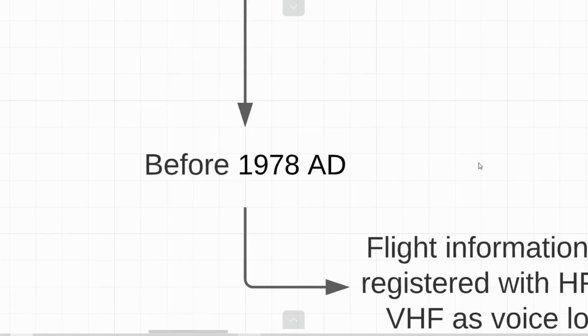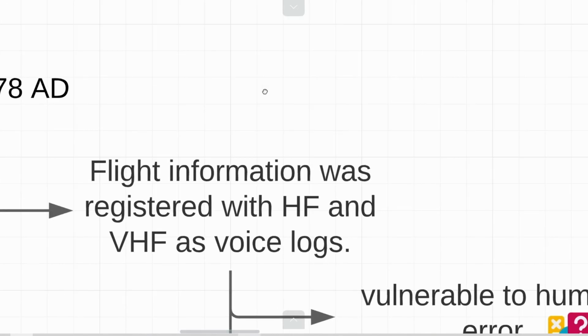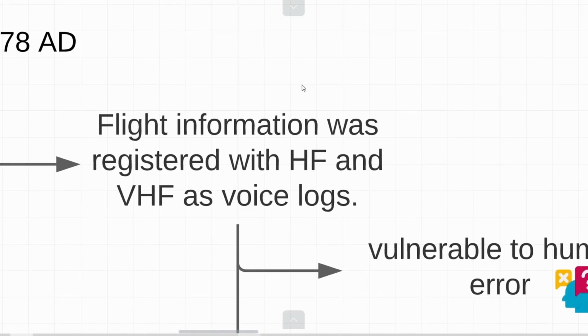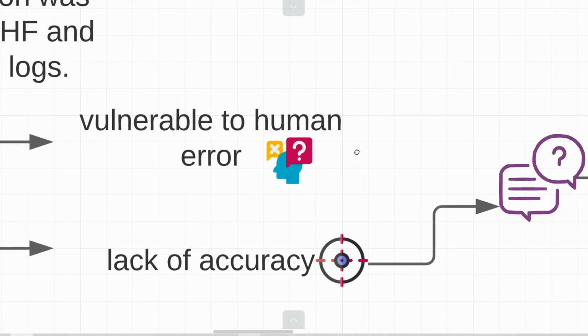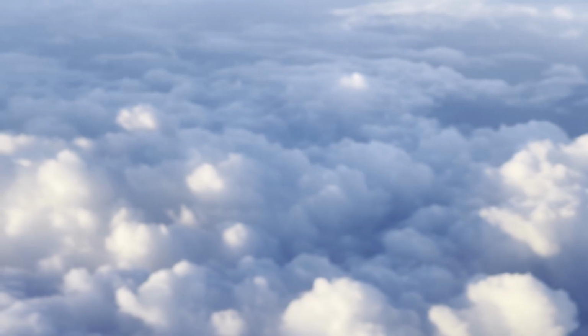Before 1978, flight information was registered and transmitted with high frequency antennas and very high frequency antennas. However, this system had a huge flaw because it was based on human capabilities, and it was vulnerable to human error and lacked accuracy. So what could be done to improve this situation?